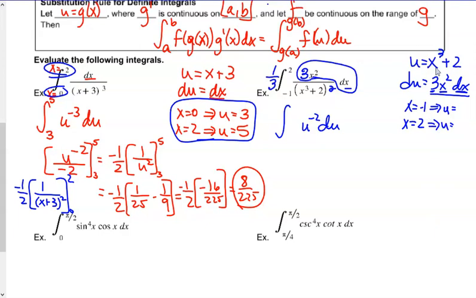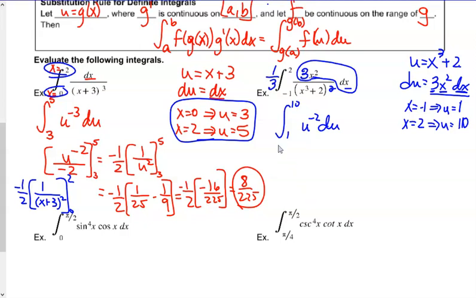Well, throw negative 1 in. Cubed is negative 1, plus 2 is 1. Throw in 2. 2 cubed is 8, plus 2 is 10. Excuse me, not 11, 10. Okay, and so those are our new limits of integration. From 1 to 10 is what I want to integrate in terms of u.